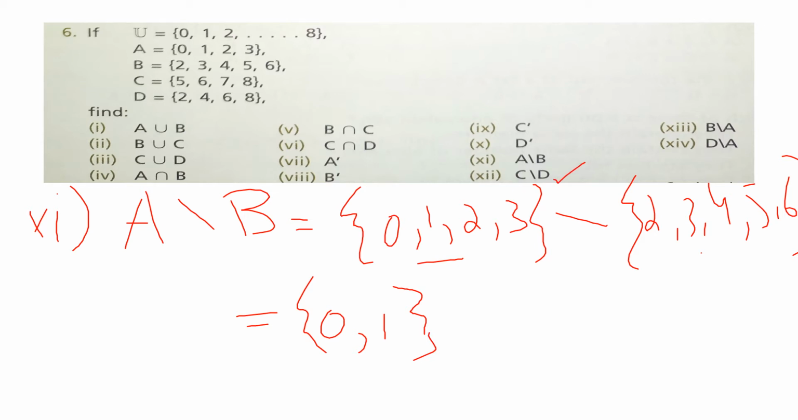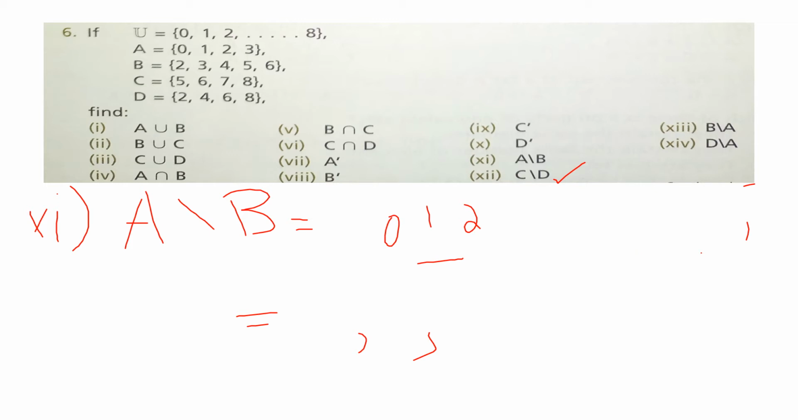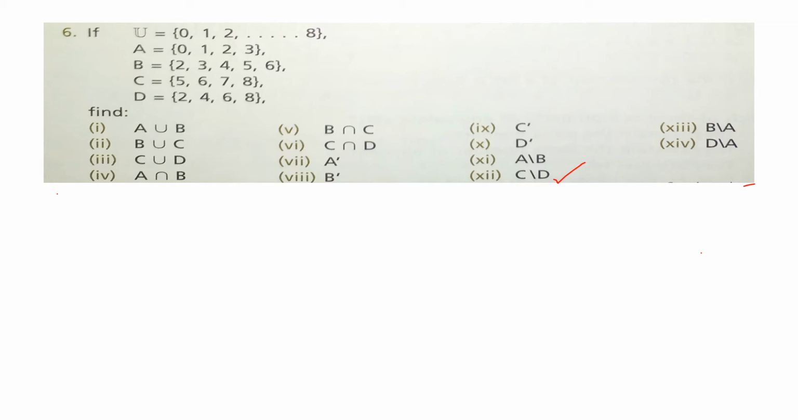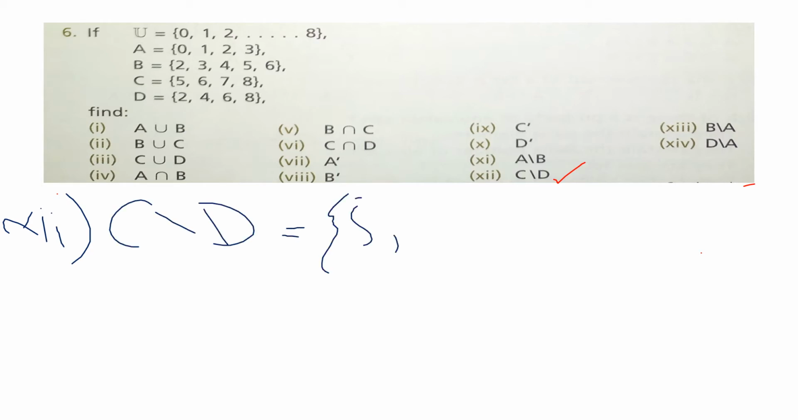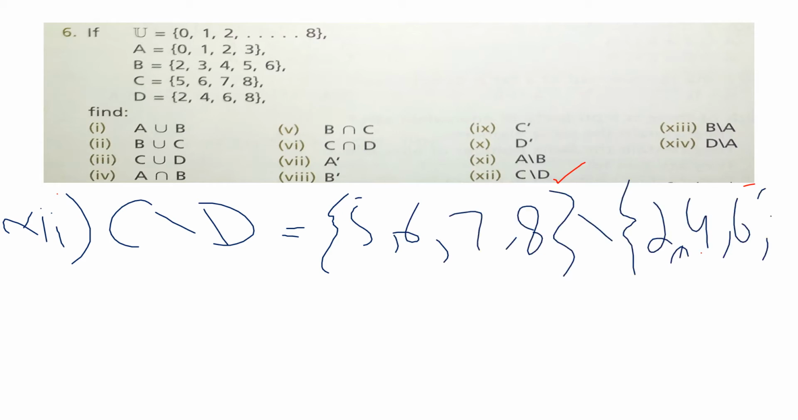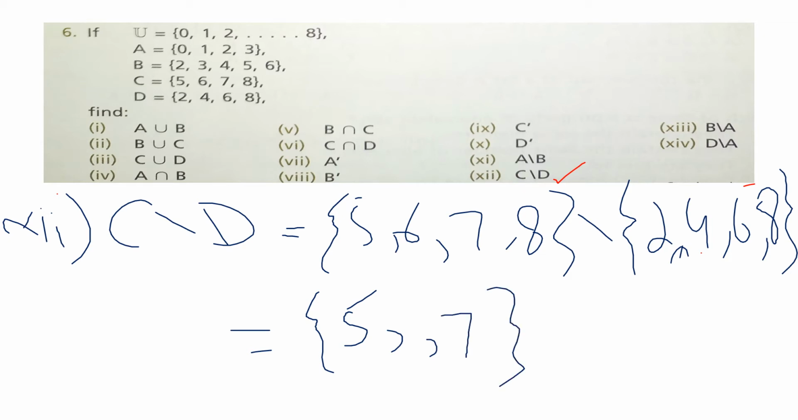Now we will do this part, which is C minus D. So you have to take the difference of the C and D sets. Set C is 5, 6, 7, 8 minus D, which is 2, 4, 6, 8. Now take the difference. It is 5 because 5 is not in the D set. Then 7. So these two. So this is the difference of C and D, and you have to do the remaining 4 parts in your homework.